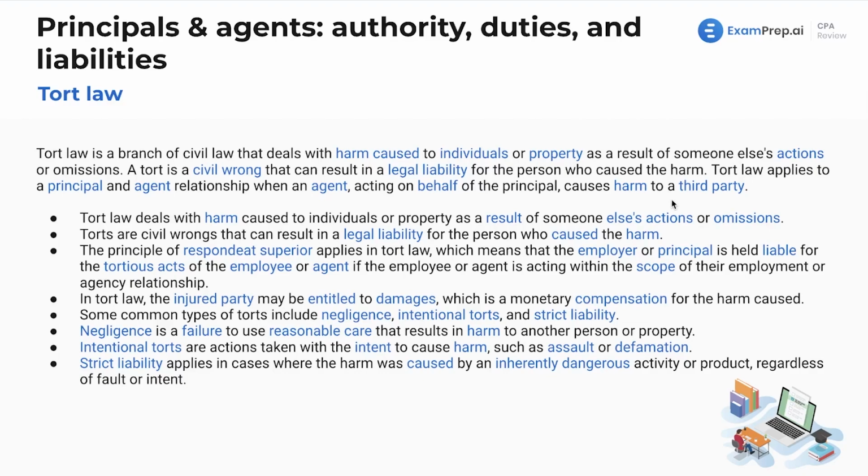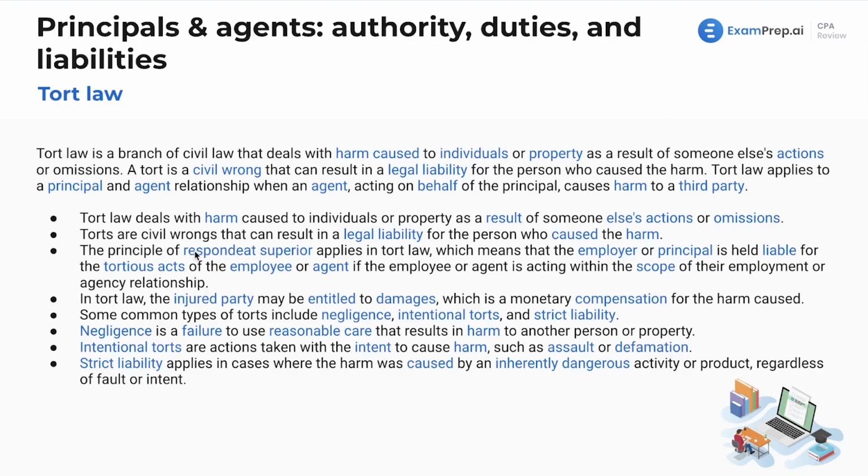Also, delivery applies there as well. If you're an independent contractor or an employee driving trucks for Amazon, FedEx, something like that. I just like the ice cream truck one because it's a little more fun, and I do love me some ice cream. Now, tort law deals with harm caused to individuals or property as a result of someone else's actions or omissions. Just getting you familiar. We're going to keep hitting the main points. Make sure you're familiar here.